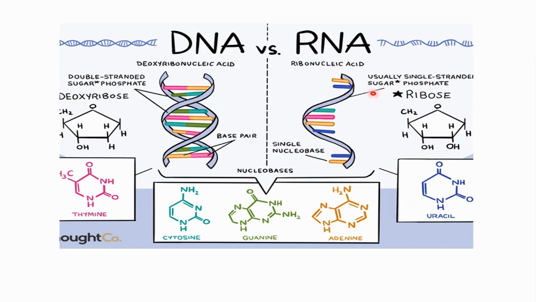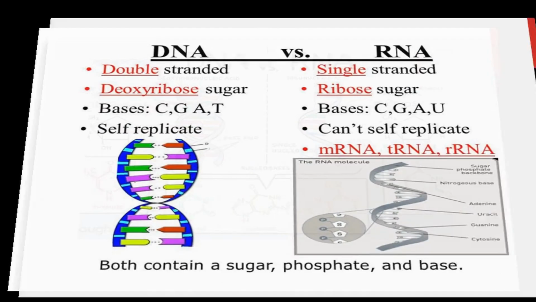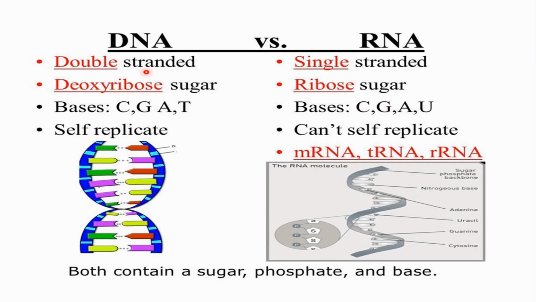Single stranded sugar phosphate here, and here double stranded sugar phosphate. Double stranded, that's why it is di. Here is deoxyribonucleic acid, and in RNA, ribonucleic acid. So these are some of the distinguishing features which make them different from each other: double stranded, single stranded, deoxyribose sugar, ribose sugar. Bases can be cytosine, guanine, adenine and thymine in DNA, and cytosine, guanine, adenine and uracil in RNA.